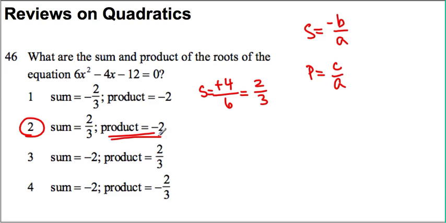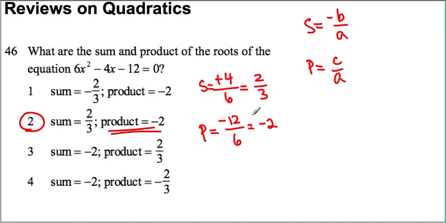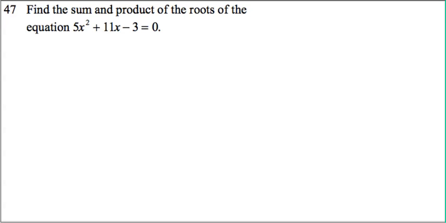Let's see if the product is negative 2 or not. Product is equal to c, which is negative 12, over a, which is 6. Yes, indeed, we get negative 2 as the answer. Number 47. Once again, they want us to find the sum and product. Sum is equal to negative b, which is 11, over a, which is 5. Product simply is equal to negative c, which is negative 3, over a, which is 5.